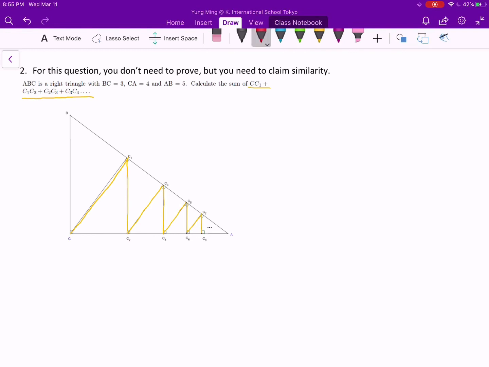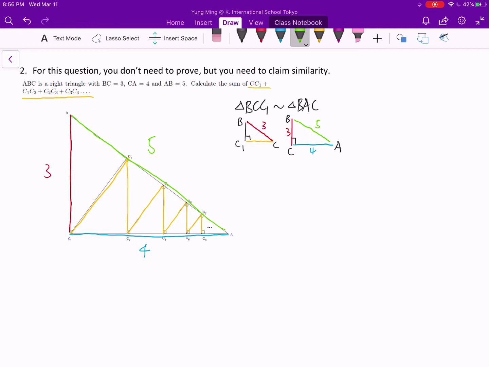So let's mark down a few things. Let's say this over here is equal to 3. Then we have AC equals 4 as given, and AB equals 5. Good to go. First thing, I want to claim that triangle BCC1 is similar to triangle BAC. Why is that? If you draw little triangles underneath, you're going to quickly realize that these two triangles are actually similar. First of all, both of them are right triangles, and all their corresponding angles are exactly the same. I put it in this orientation so that you can see very easily which angle corresponds to which angle, and therefore which side corresponds to which side.